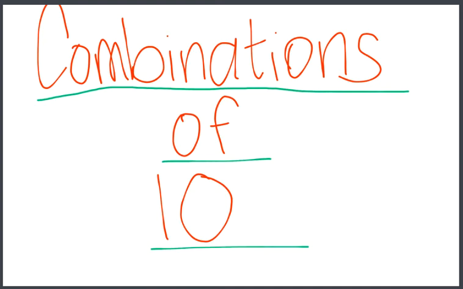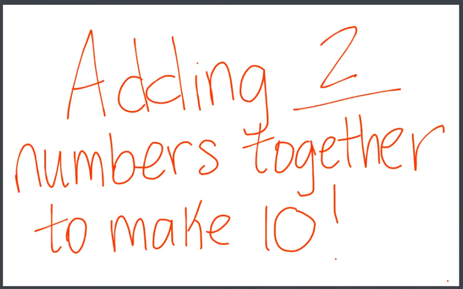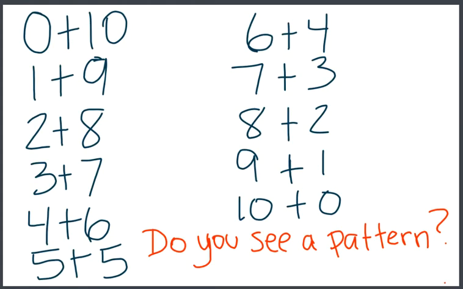You're going to hear that again. You're going to hear it probably a lot. Combinations of 10. Once again, adding, what we're going to talk about first are adding two numbers together to make 10. And I have written them out.